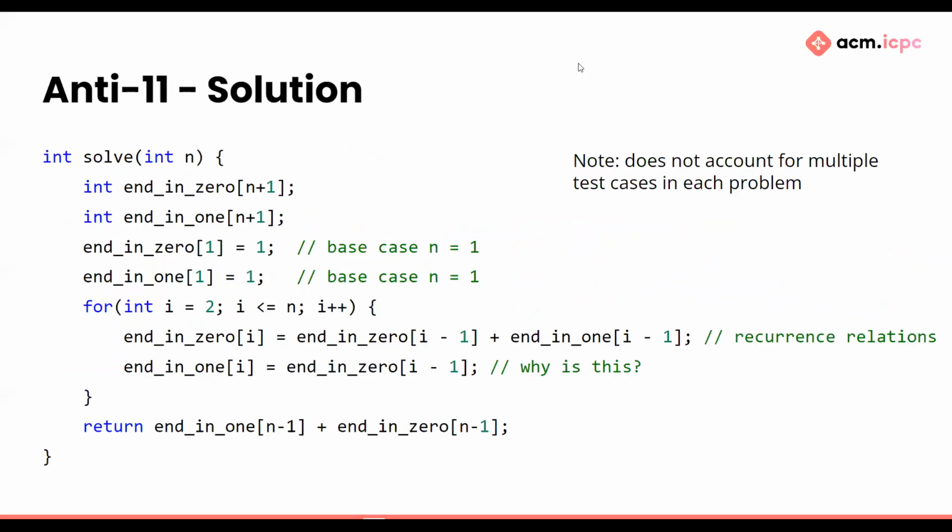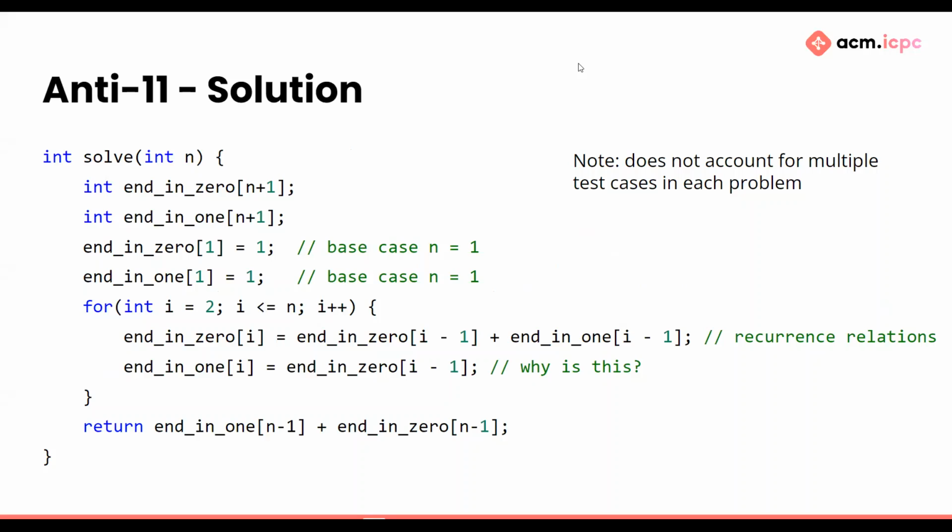So in this case, our solution involves having 2 arrays. Normally we have just 1, like for Fibonacci numbers, because we're always just pulling the last 2 values. On this one, we're trying to keep track of when our strings are ending in 0 or when they're ending in 1, because it's important to the problem specifications.